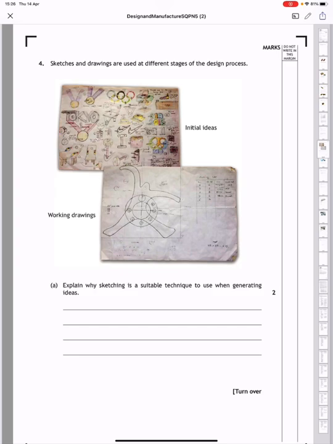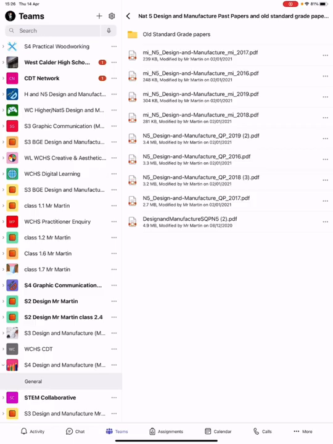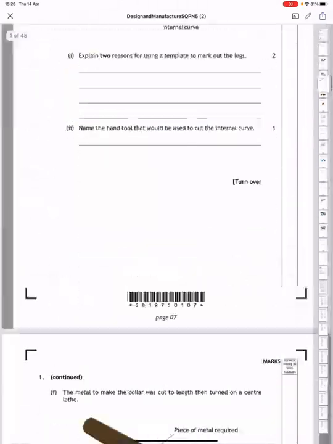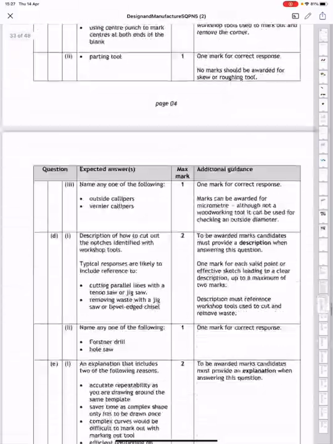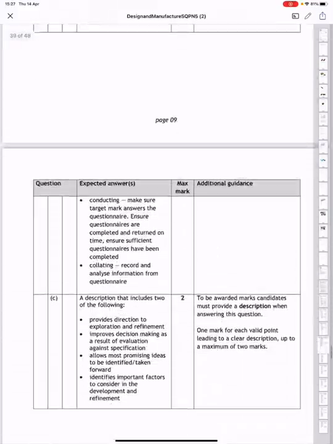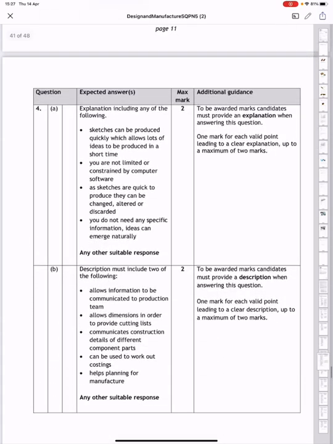Okay, so let's just double check the answer, using the assessment as learning. That was question 4. Marking schemes are at the back of this one. Question 4, what does it say? Right, explanations including any of the following. Sketches can be produced quickly, which allows lots of ideas to be produced in a short time. You're not limited or constrained by computer software. As sketches are quick to produce, they can be changed, altered or discarded. You do not need any specific information. Ideas can emerge naturally, or any other suitable response. Okay, another 2 marks, easily obtained.